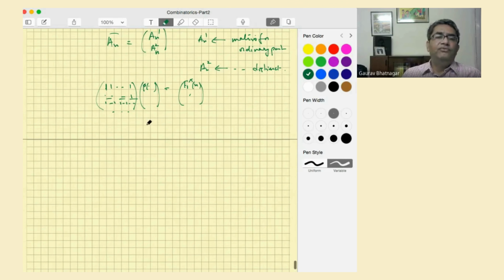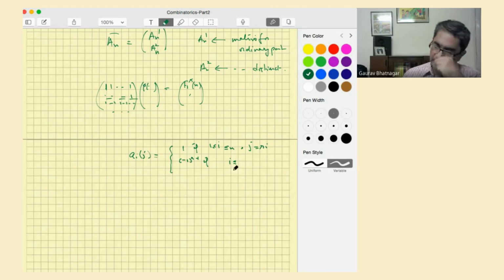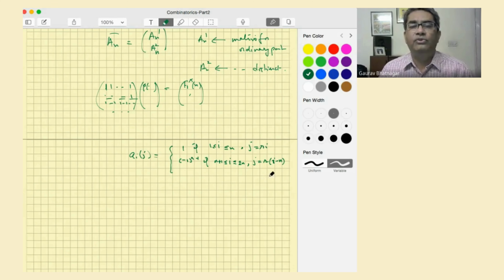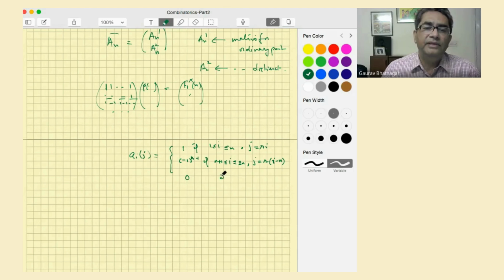Well, the formula can be written: ai of j is equal to 1 if i is between 1 and n, and j is equal to r times i, and it's minus 1 raised to r minus 1 if i is between n plus 1 and 2n, and j is r times i minus n. So you shift basically, the first n rows are repeated. So when we have n plus 1, it's the n equal to 1 case of the previous one. So this is r, and 0 otherwise.